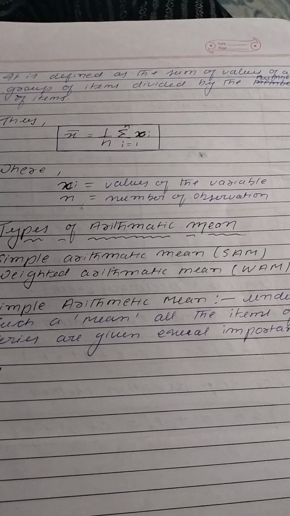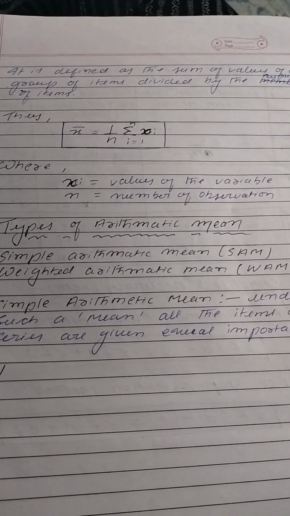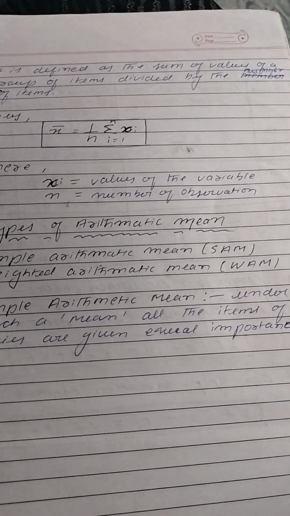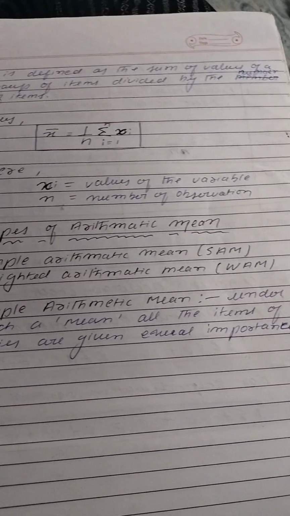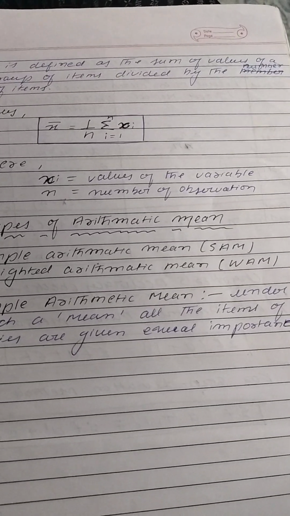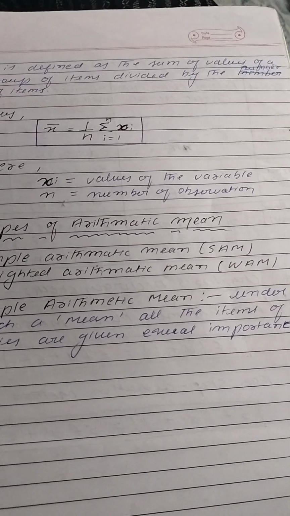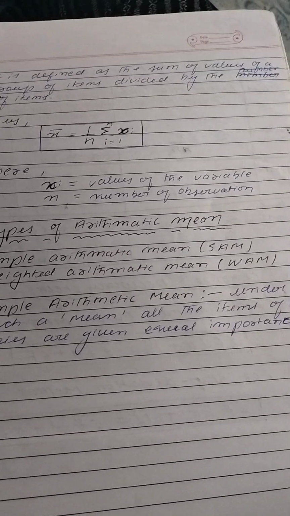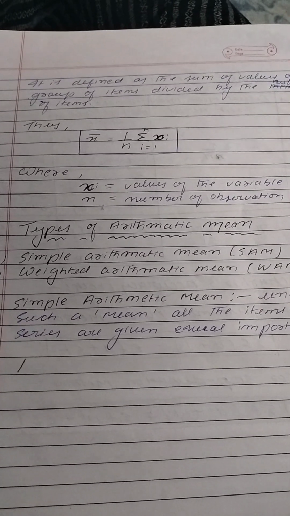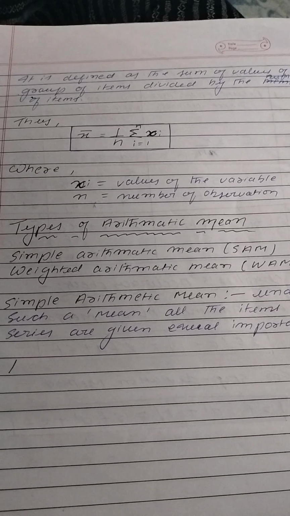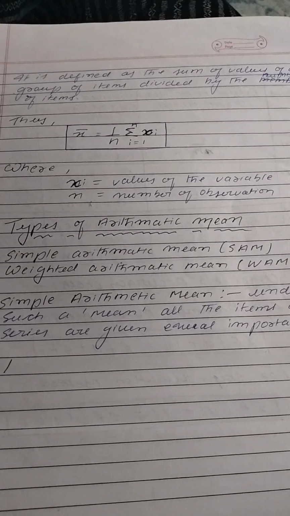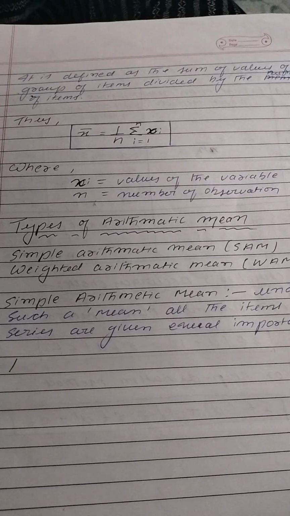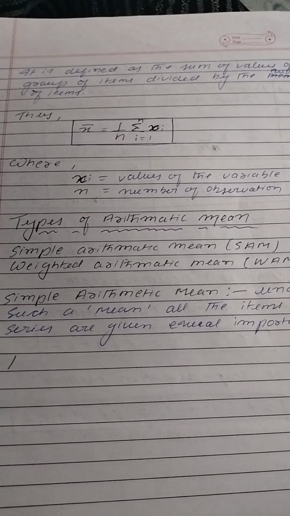So the mean is 1 by n times the sum of xi, where xi is the value of the variable and n is the number of observations. Then we have types of arithmetic mean. There are two types: simple arithmetic mean and weighted arithmetic mean, which are SAM and WAM.